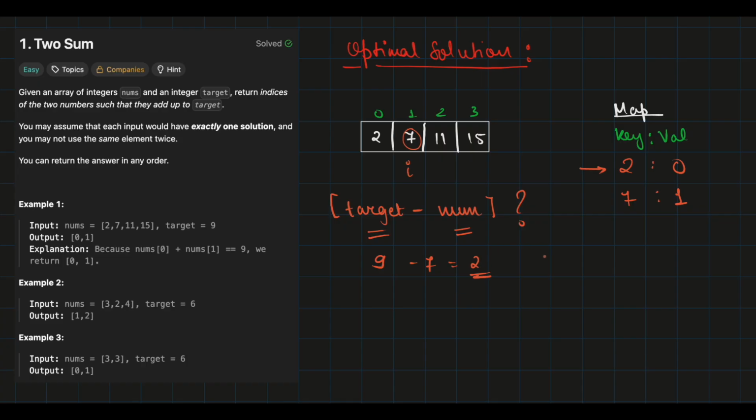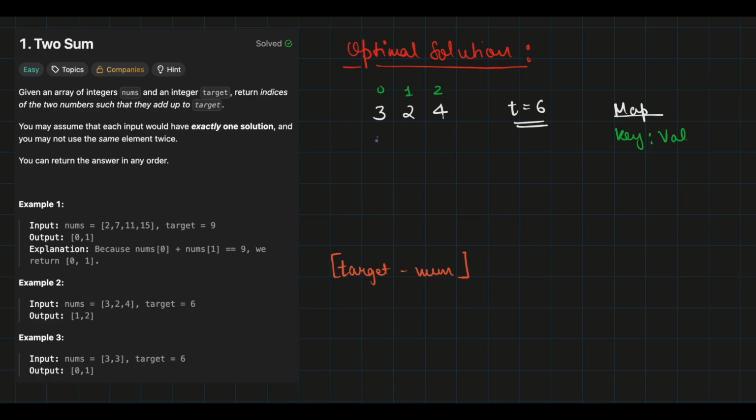So in this example, for the first element the map is empty, so we directly add this element into the map. The num is 3 and the value is its index, that is 0. Then we traverse to the next element. Now we check, with the target being 6 and the num value being 2, if the value 4 is present in the map. If it's not, then we just add this value to the map: 2 with its corresponding index 1.